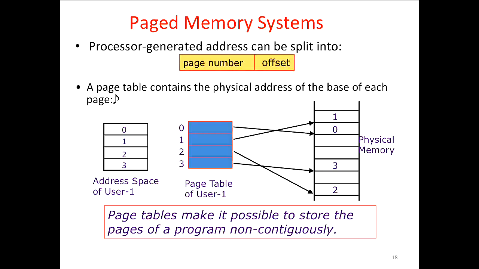So the big advantage of this scheme is you get rid of that fragmentation, the external fragmentation, and you have this very flexible allocation.